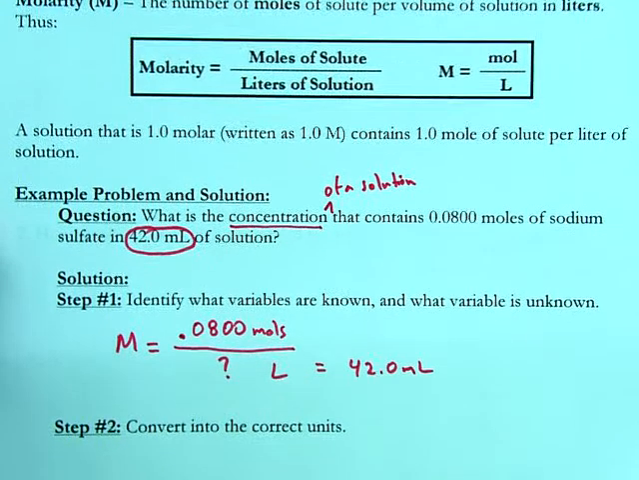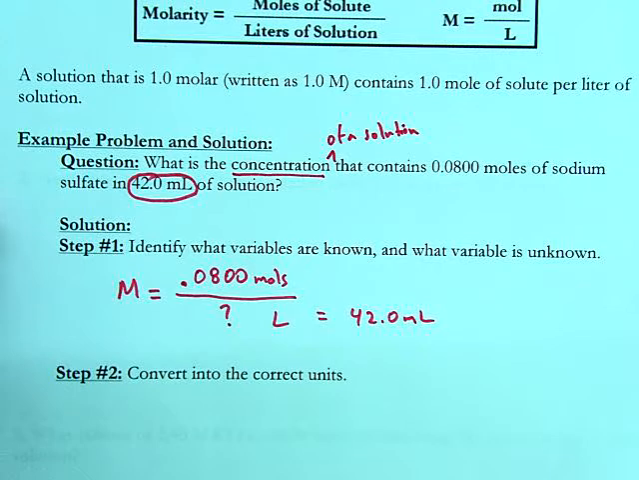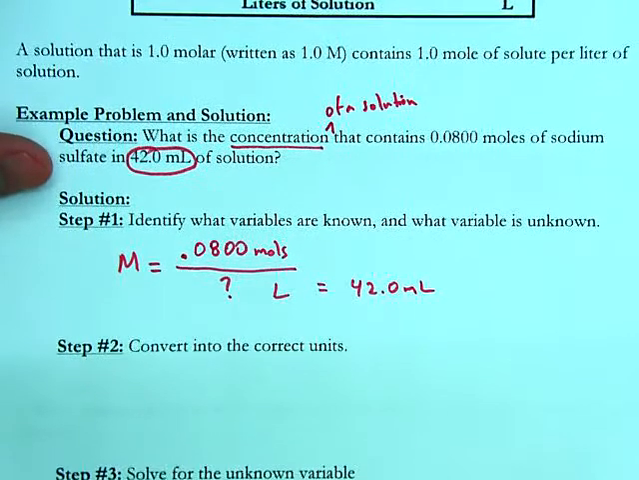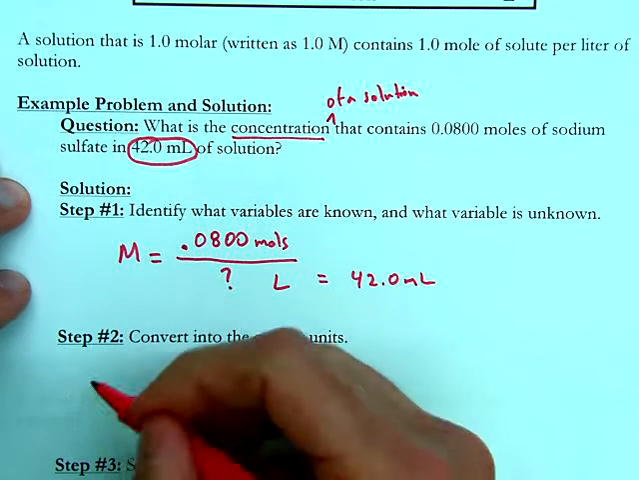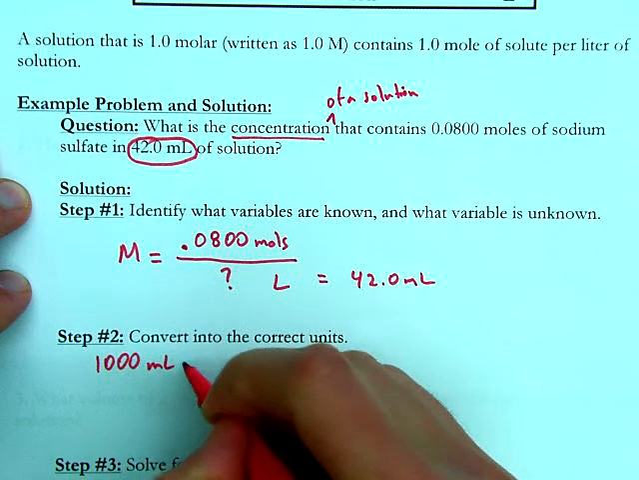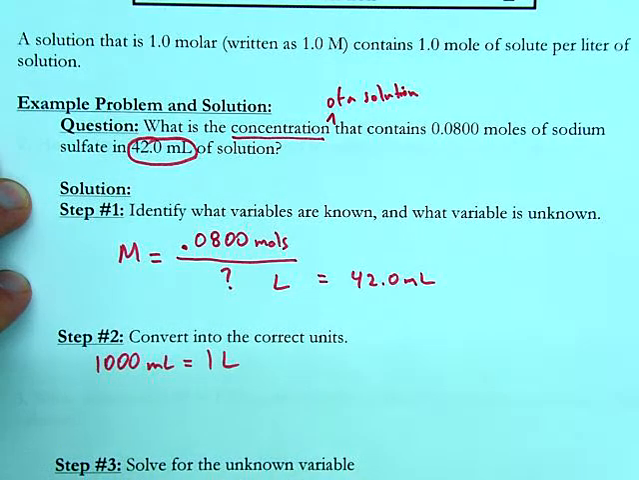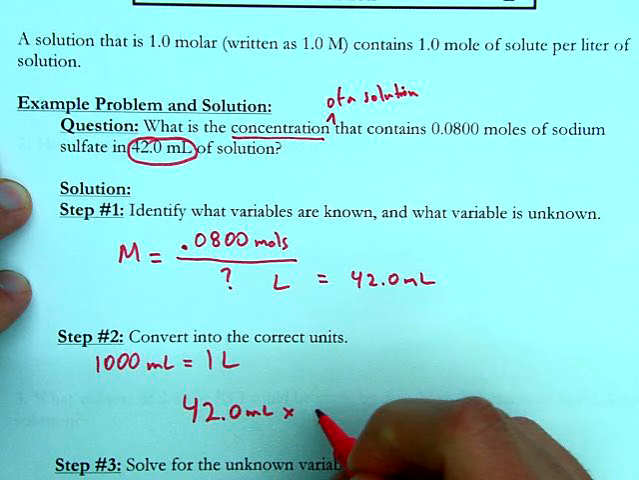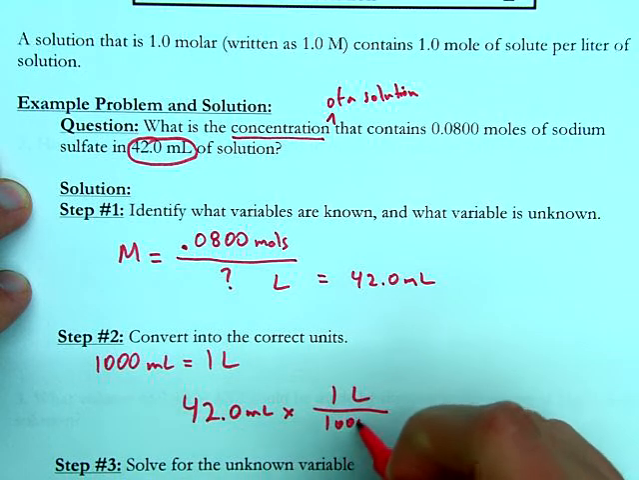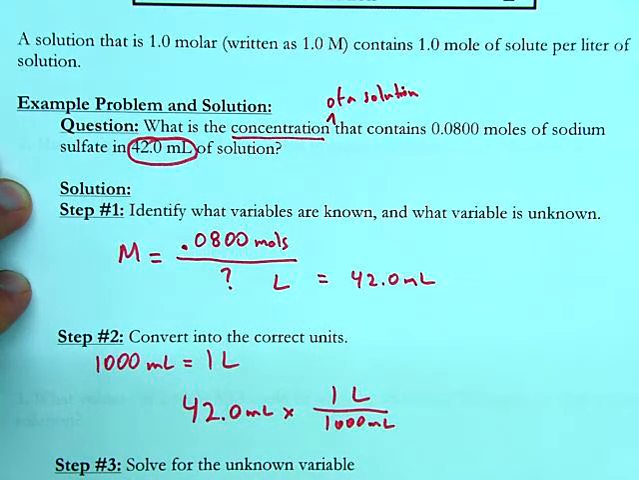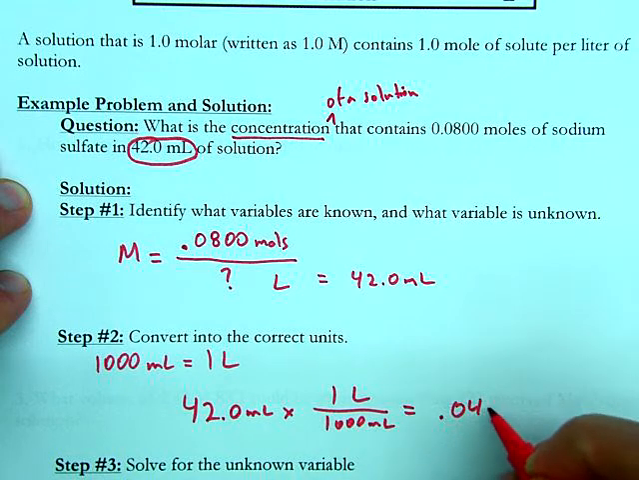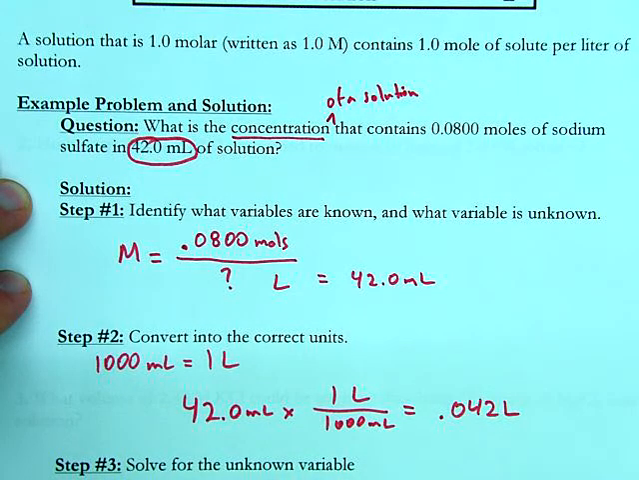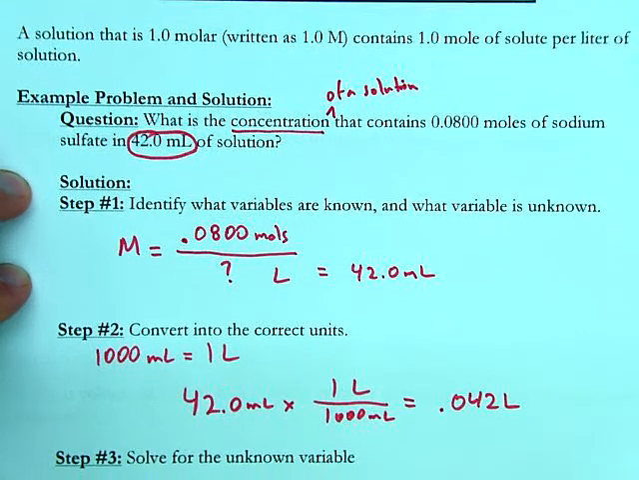So we actually have to convert our milliliters into liters. There are 1,000 milliliters in 1 liter. To convert, you say 42.0 milliliters, 1 liter is 1,000 milliliters. We're dividing by 1,000 here. It's the same as moving the decimal 3 places to the left. We get 0.042 liters. So now we have everything that we need to solve for molarity.